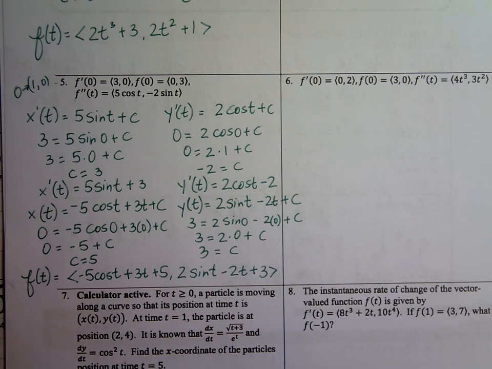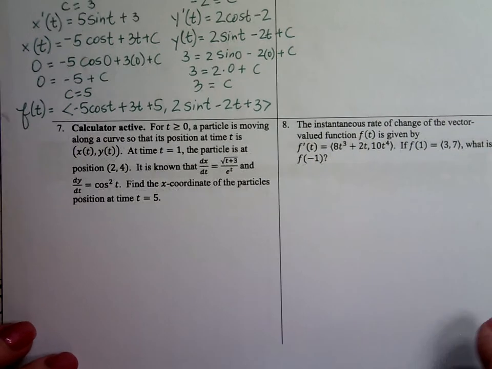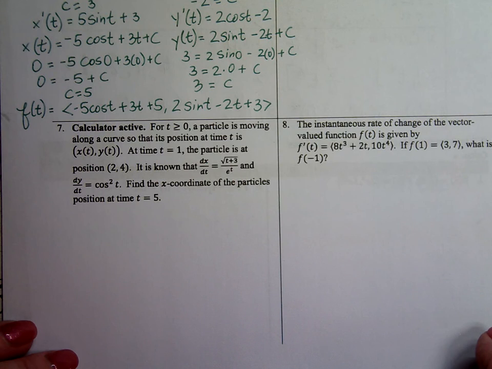All right. Number 7 happens to be next. We're on a roll with these odds. If I'm looking at this one, for t greater than or equal to 0, a particle is moving along a curve, so the position at time t is x of t, y of t. At time t equals 1, the particle is at position (2, 4). It's known that dx/dt is the square root of t plus 3 over e to the t, and dy/dt is cosine squared t. Find the x coordinate of the particle's position at time t equals 5.